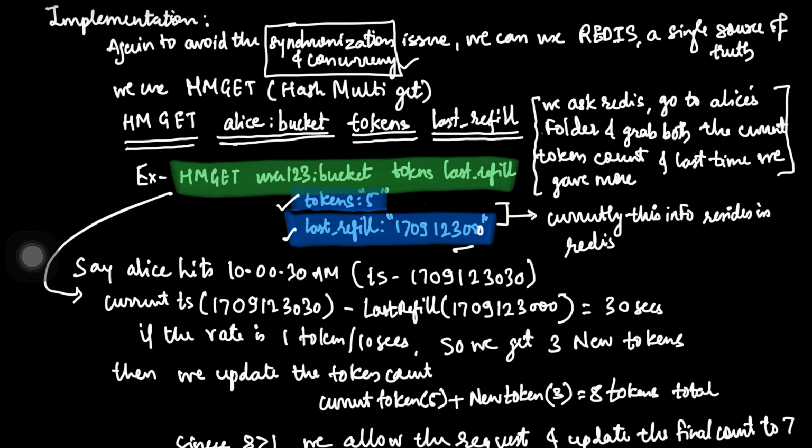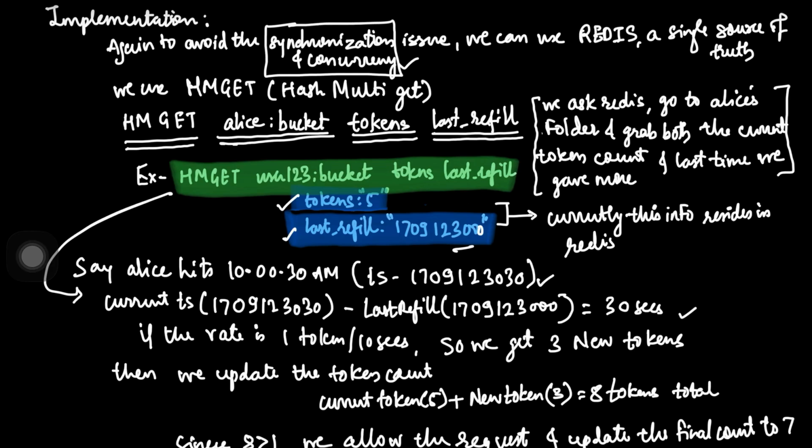Okay. Now let's say Alice comes to us and hits one more request to our servers. What happens? It comes to our API gateway, where our rate limiting logic also resides. Let's say the time when Alice actually hit the request was 30 seconds past 10 a.m. Now this is the timestamp of that particular request. We do quick math and calculate the elapsed time between the last refill and the current timestamp where Alice has made a request to our servers, which is 30 seconds.